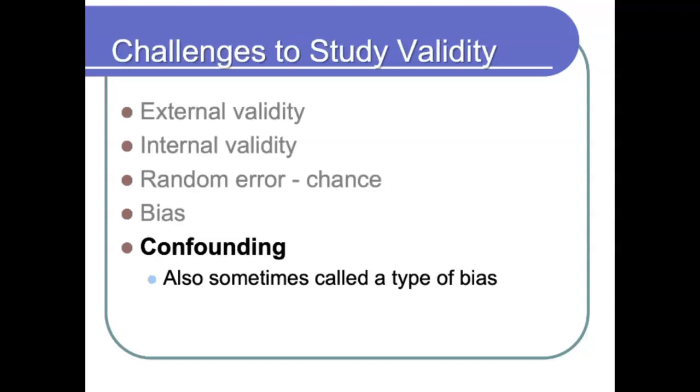There are multiple challenges to the validity of studies. When we're talking about validity, what we're thinking about is how well a study actually measures what it set out to measure. There are other challenges besides confounding in terms of validity. We are going to talk about bias in more detail during the rest of this class, but for the purpose of this module, we are really going to focus on confounding.